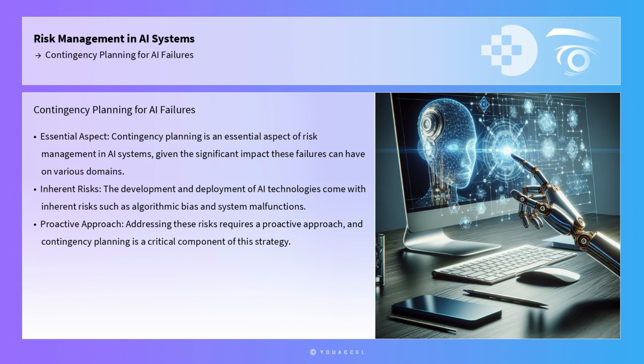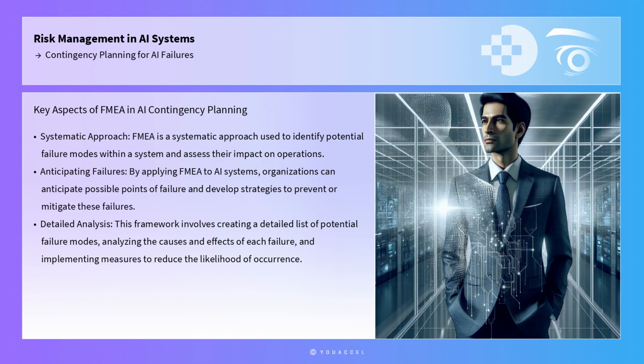One of the primary tools in contingency planning for AI failures is the Failure Mode and Effects Analysis Framework. FMEA is a systematic approach used to identify potential failure modes within a system and assess their impact on operations. By applying FMEA to AI systems, organizations can anticipate possible points of failure and develop strategies to prevent or mitigate these failures. This framework involves creating a detailed list of potential failure modes, analyzing the causes and effects of each failure, and implementing measures to reduce the likelihood of occurrence.